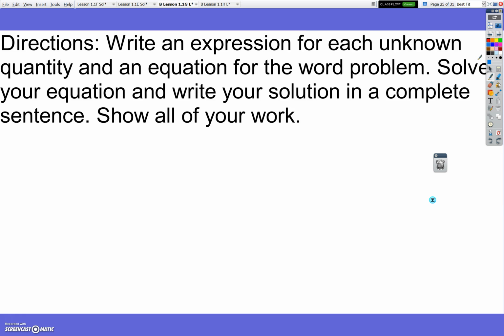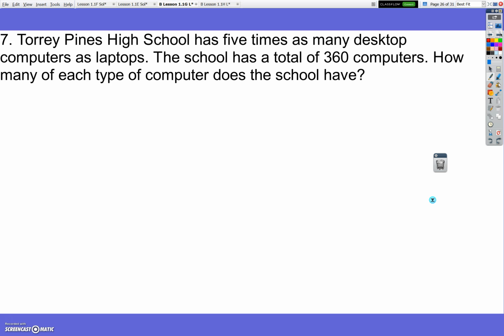So it says, for the next problems, I want you to write an expression and find the missing values. So it says, Torrey Pines High School has 5 times as many desktop computers as laptops. The school has a total of 360 computers. How many of each type computer do they have? So what this problem is saying is, I have a laptop, and they said I also have desktops, and when I add them together, I'm going to get 360.